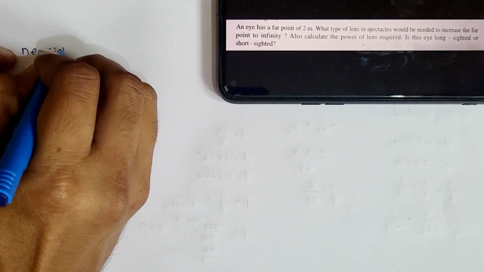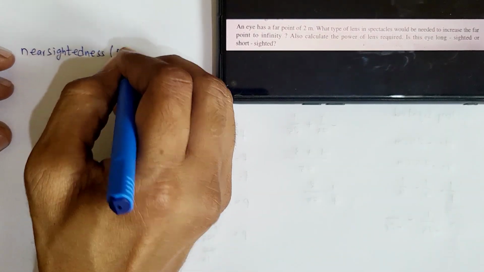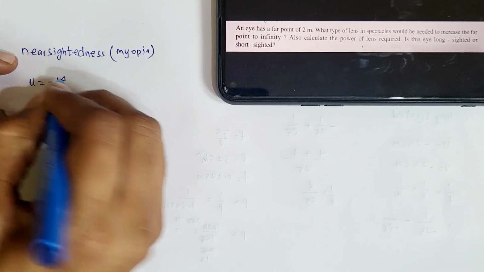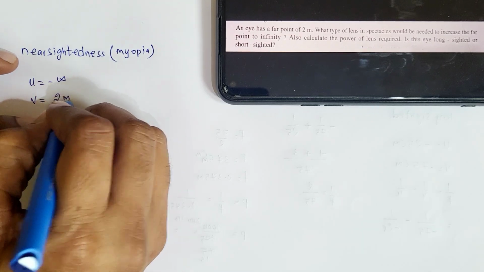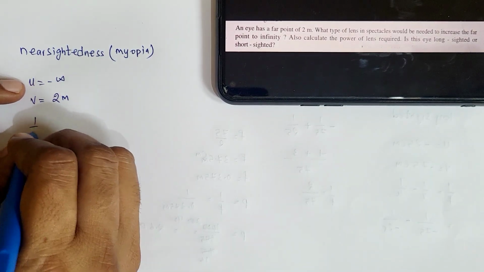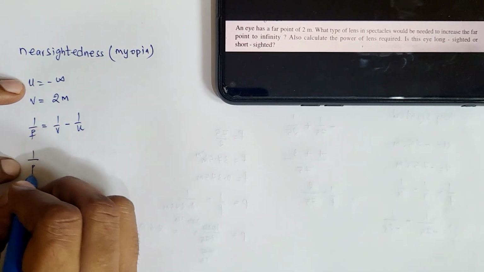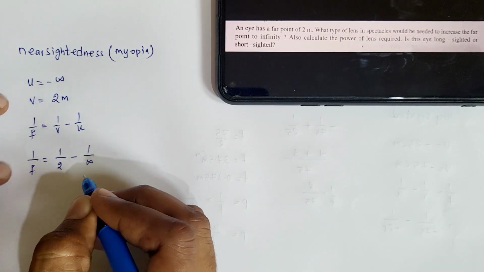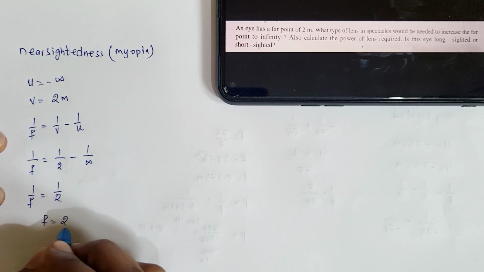It is near-sightedness. Near-sightedness is nothing but myopia. For myopia, what will be u? u will be equal to infinity. What is v? v is nothing but which is given in the question, it is 2 meters. Okay? So now 1 by f is equal to 1 by v minus 1 by u. So 1 by f is equal to 1 by 2 meters minus 1 by infinity. So 1 by f is equal to 1 by 2. So f is going to be 2 meters. Focal length is 2 meters.